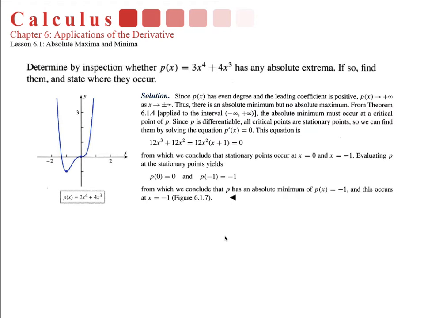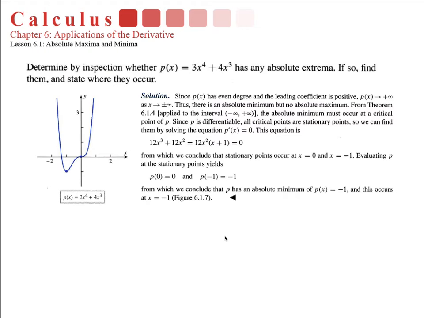Now polynomials are differentiable. Since p is differentiable, all critical points are stationary points, so we can find them by solving the equation p prime of x equals 0. So we take the derivative, and we get 12x cubed plus 12x squared. Factor out the common factor of 12x squared, and we get two solutions, x equals 0 and x equals -1.